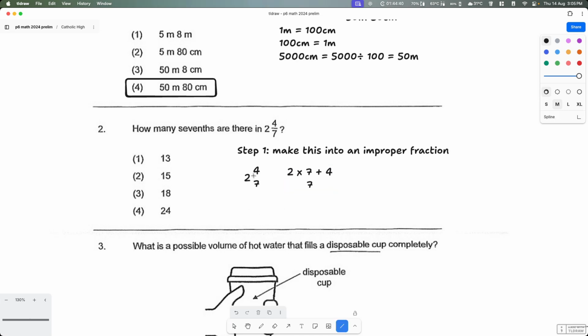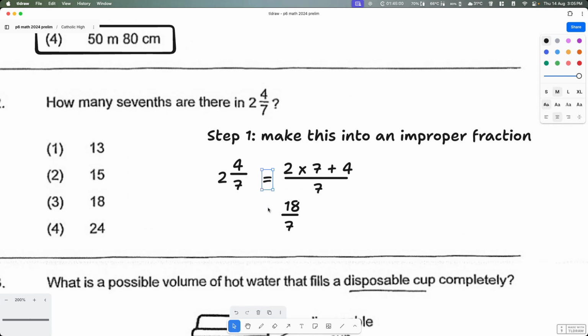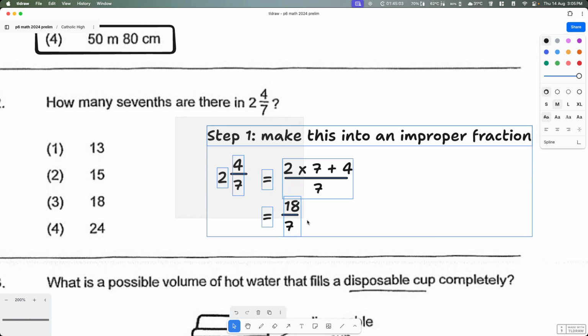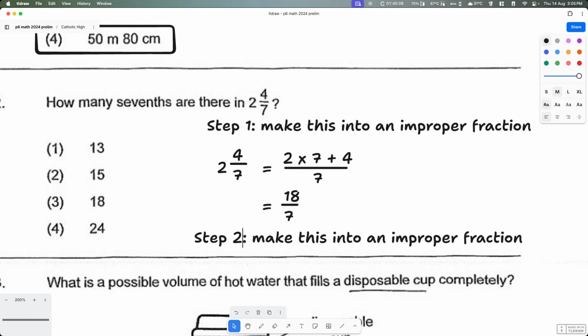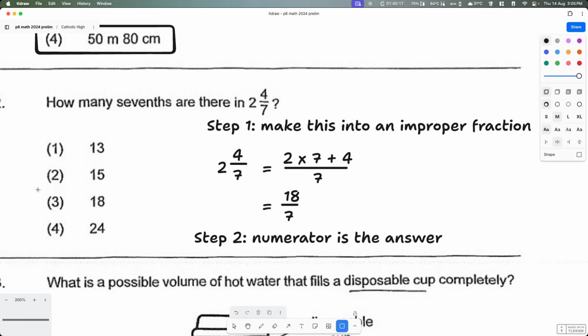So let me draw the lines to make it into a fraction. What do you think is 2 times 7 plus 4? If you said 18, then you're right. 2 times 7 is 14 plus 4, and this will give us 18 out of 7. Then step 2, the numerator is the answer. So that means 18 is the answer, so option number 3. There we go.